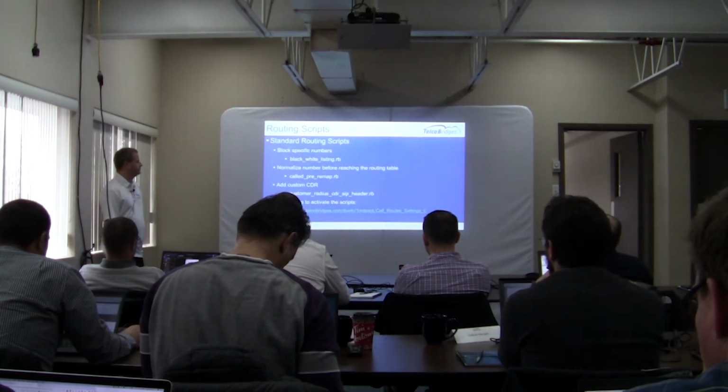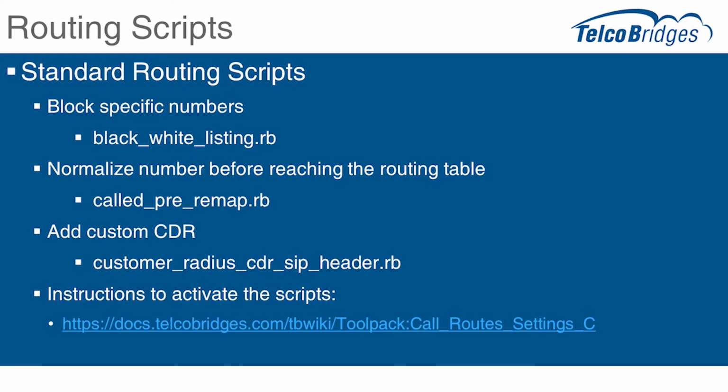So here I took some of these standard routing scripts that are, let's say, easy to add to the system. One is called black-white listing. You can just enable that in your system. You add a list of numbers which you will always refuse.